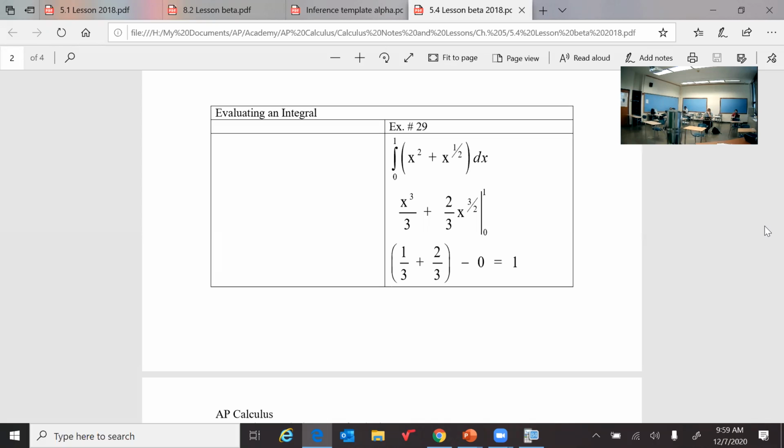So that's telling you 1, which means what? This is the derivative. The area under the derivative from 0 to 1 is 1, which means delta y of the parent graph went up 1 between 0 and 1.